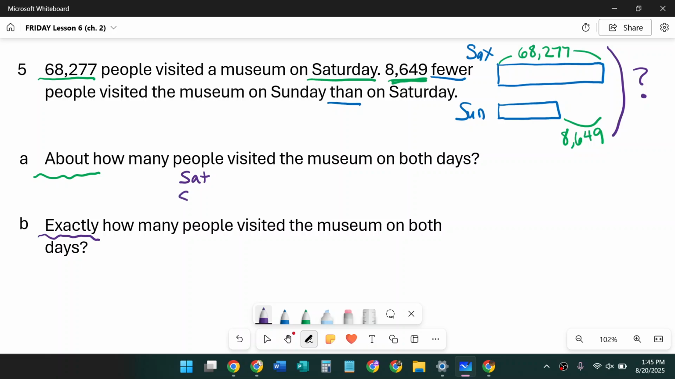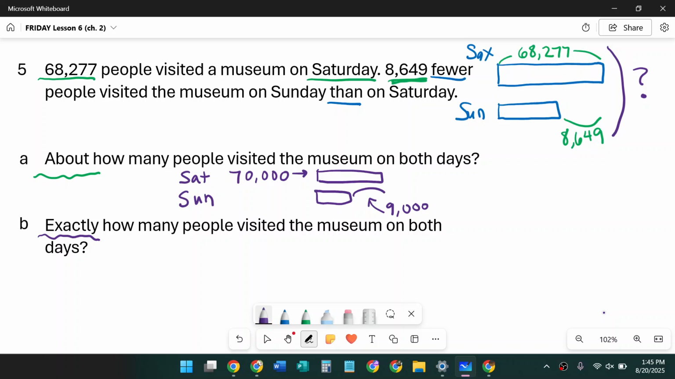We're going to put Saturday and Sunday, but instead of making the model, I'm just going to make an estimate. So the first one, I'm going to call that one 70,000. I'm going to round that to the nearest 10,000. And then Sunday, yeah, I probably should make the model. All right, so here is my Saturday, and that's 70,000. Here is my Sunday, and I'm going to give an estimate for this little part right here that's missing. I'm going to change that to 9,000. I'm rounding to the nearest 1,000 for that one.